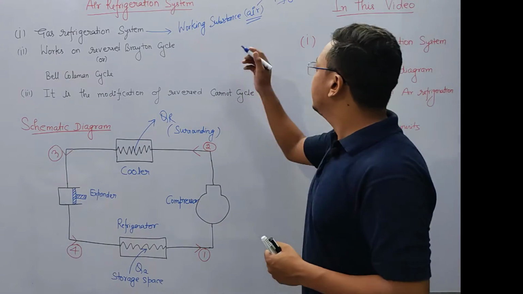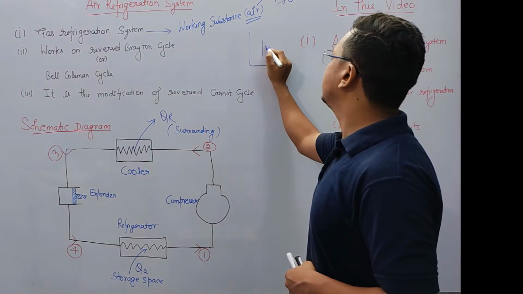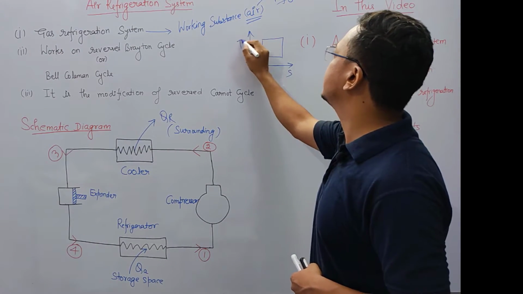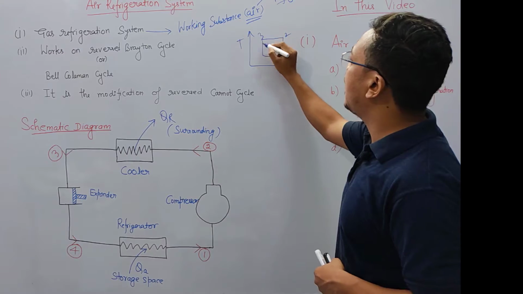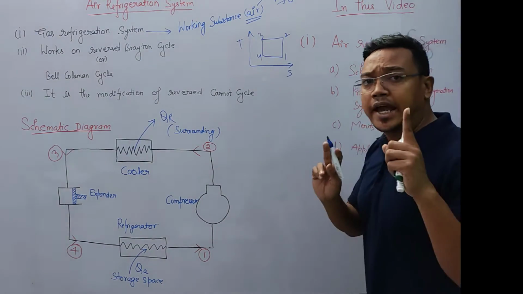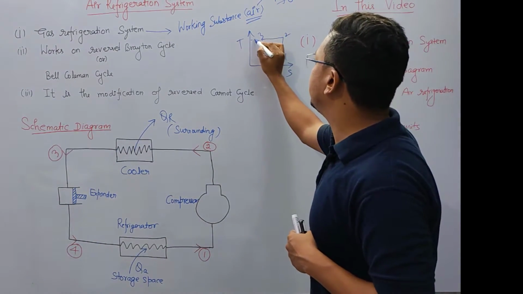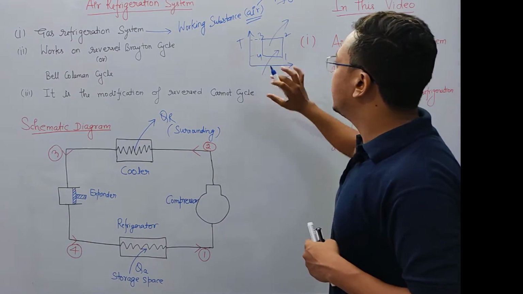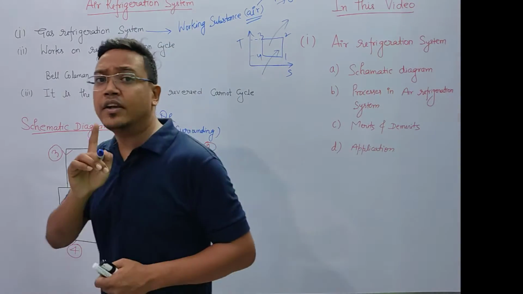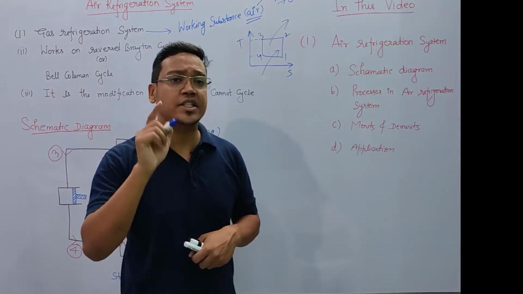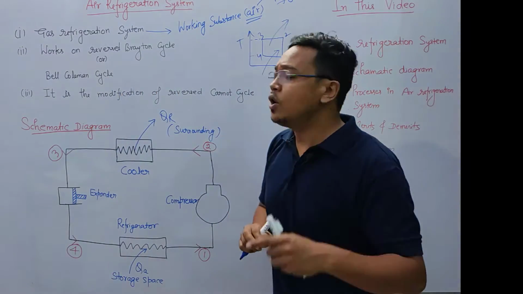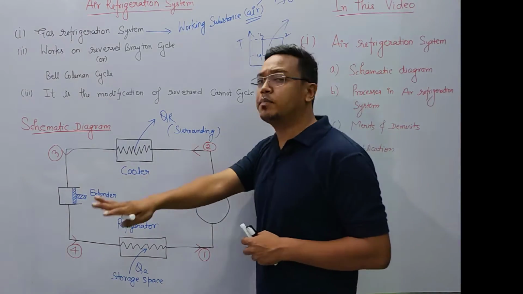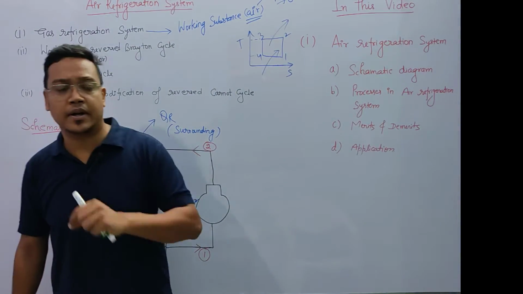In the Carnot cycle, this is entropy, this is temperature. This was the Carnot cycle. I have told. In this Carnot cycle, you see here, at constant temperature, heat transfer is not possible. Because if heat transfer takes place, temperature will change. So in Carnot cycle, heat transfer at constant temperature is not possible. That is the first point you have to remember.